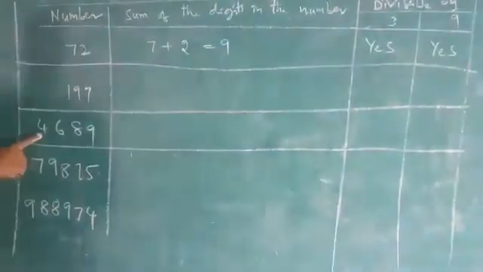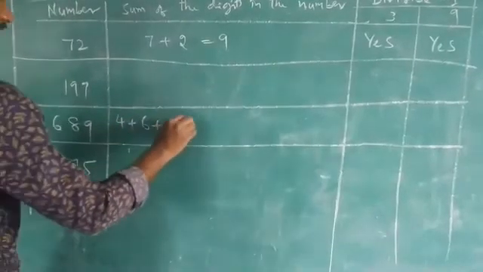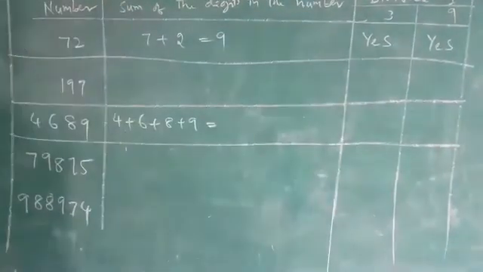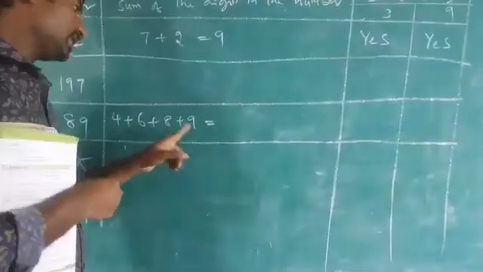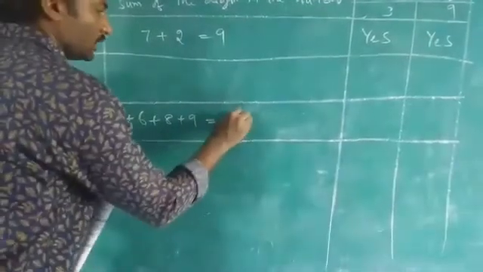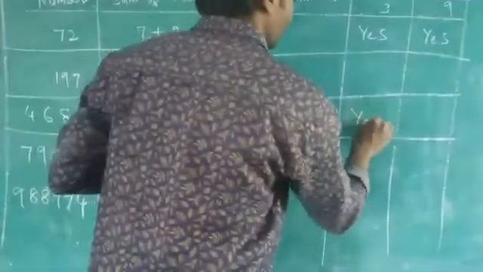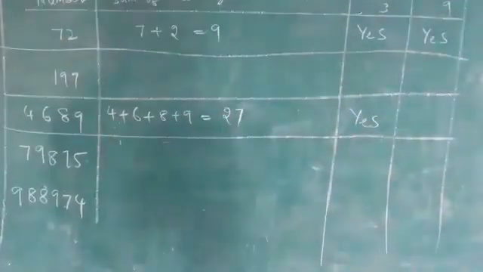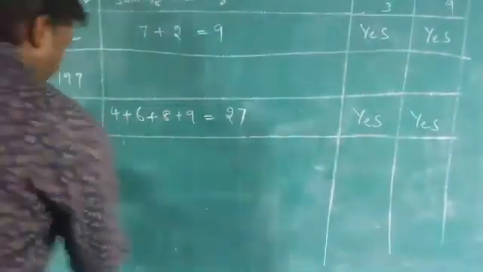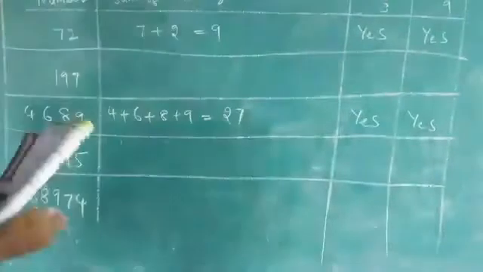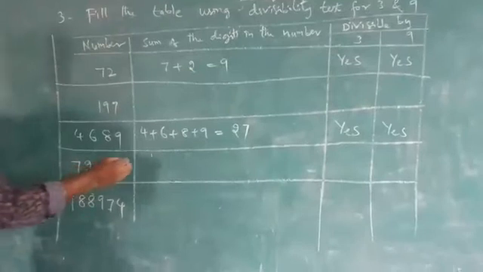Okay, the third one. Again, what is here? 4,689. Same thing: 4 plus 6 plus 8 plus 9. Should we add, children? 4 plus 6 is 10. 10 plus 8 is 18. 18 plus 9 is 27. Does 27 come in the 3 table? 3 nines are 27. Yes. Is 27 divisible by 9? 9 threes are 27. Yes. So in this way you will do the problems. The last problem is a textbook one, don't worry.